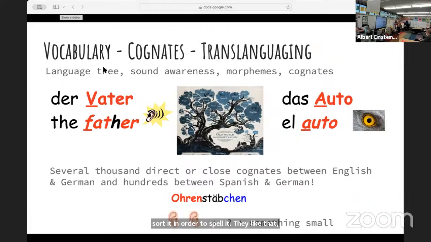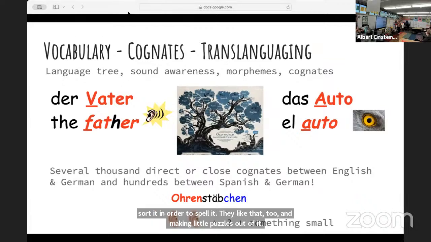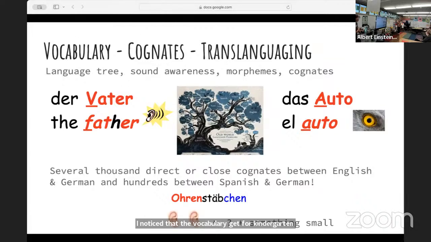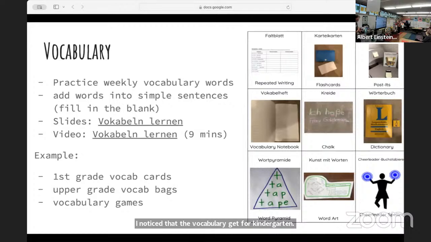I noticed that the vocabulary we get for kindergarten is English and Spanish. Is there a reason why it's not English and German? Yeah, I have something in there too, actually. So I do it in first grade too, but I'm not quite sure. In first grade, we are looking at it, and I'll show you in a moment why, because we're looking at it from a linguistic perspective. So I'm not sure how it's being presented, but it could be for the same reason. So I would have to double check with them on why.